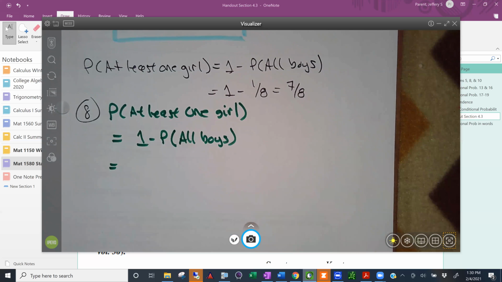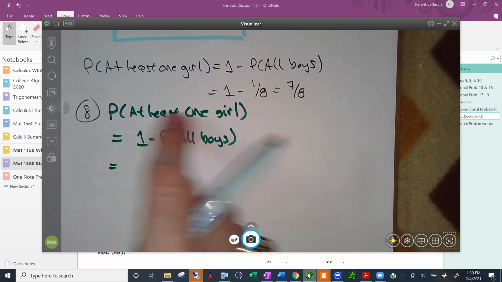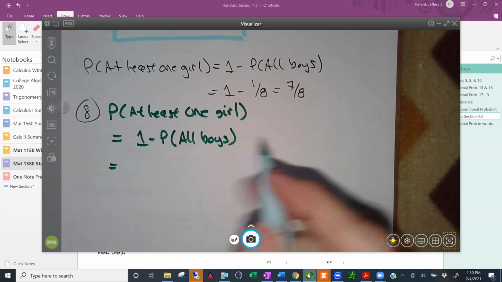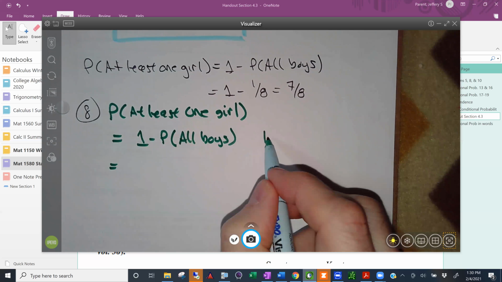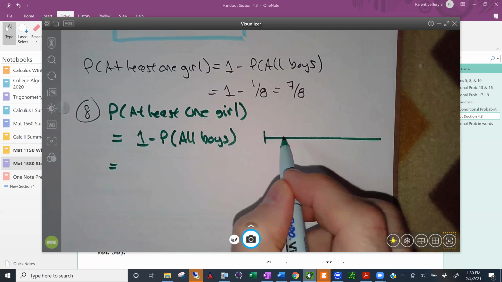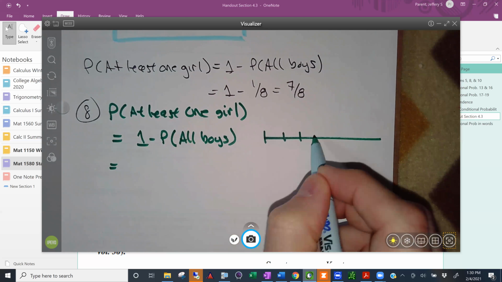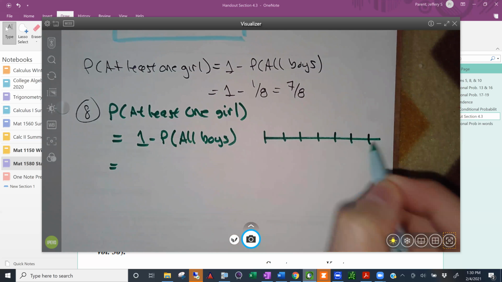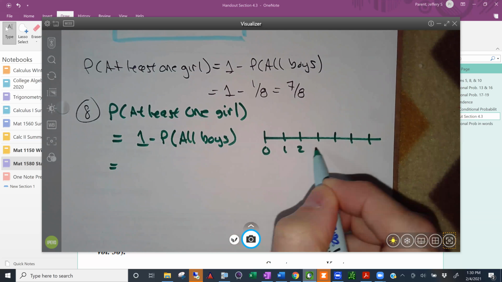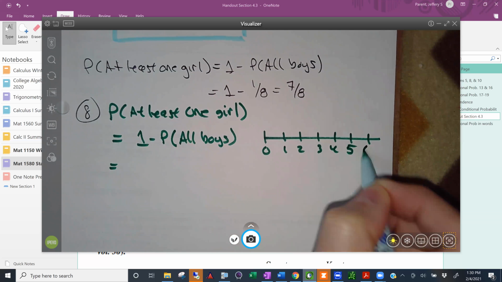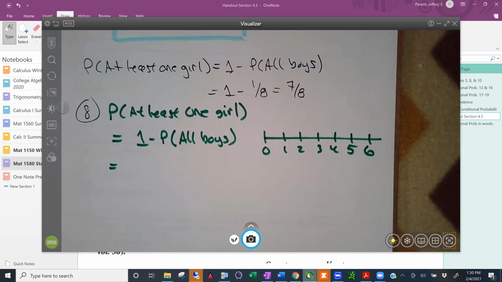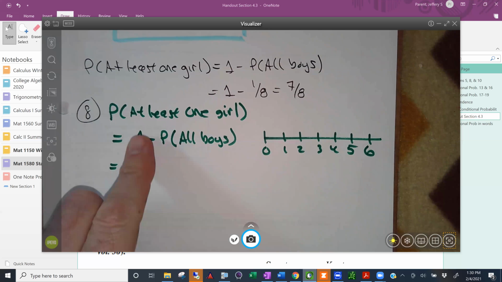Would it help to see that graphically? That one is the complement of the other? Yeah. 1, 2, 3, 4, 5, 6. Here we go. I appreciate the feedback. Thank you.